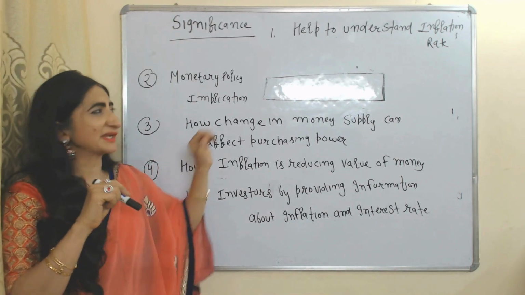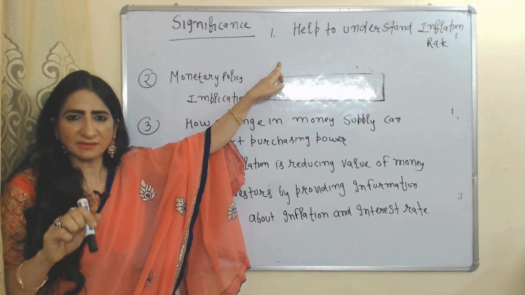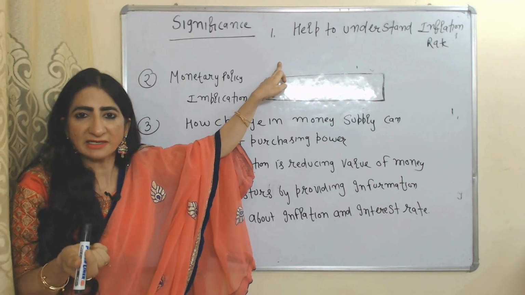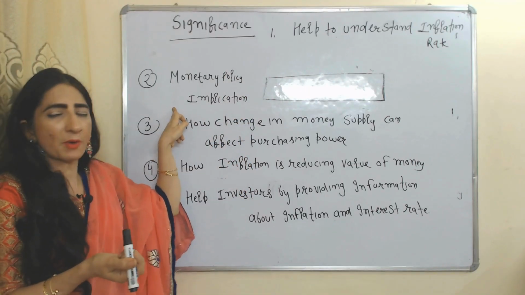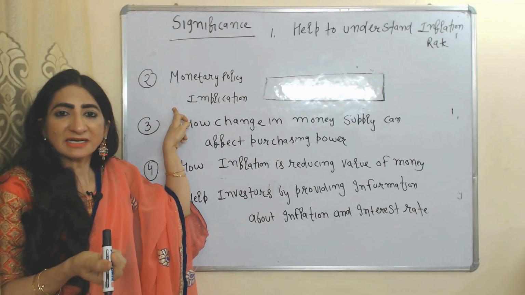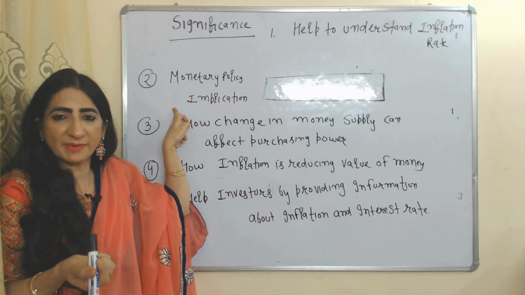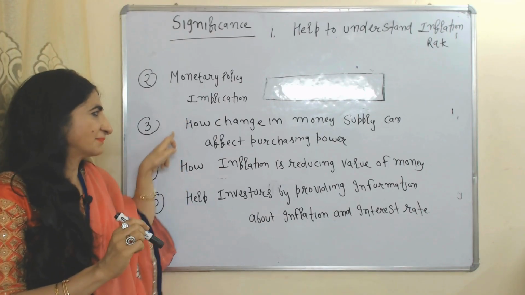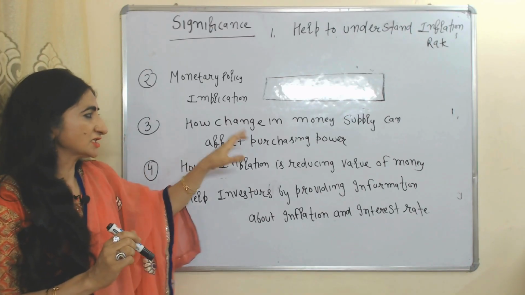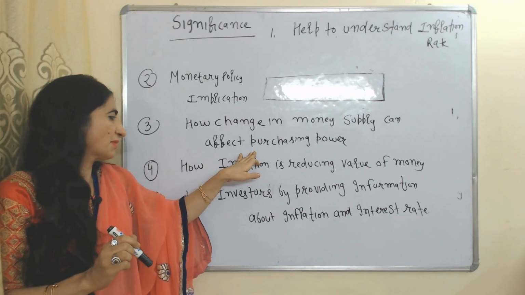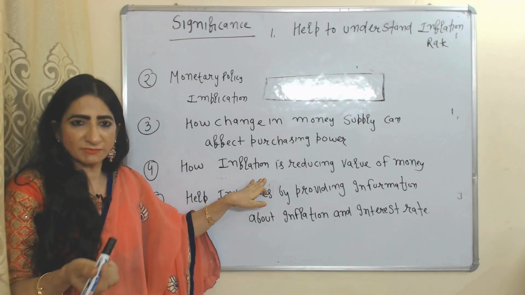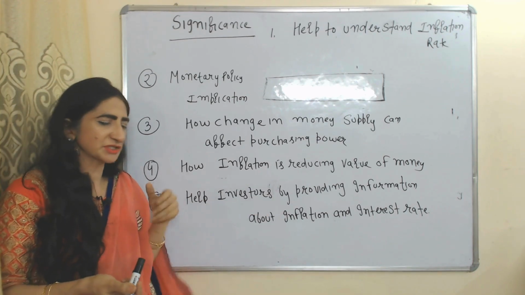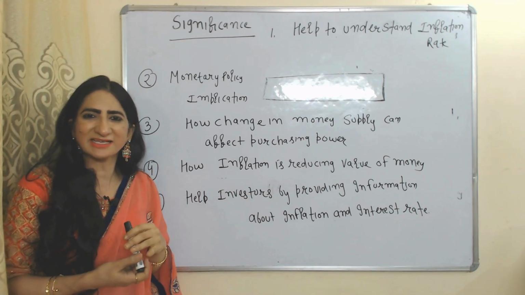Now let's see the significance. This theory helped to understand the inflation rate by explaining how an increase in money supply can lead to inflation. Monetary policy implication: this theory suggests the central bank can control the inflation rate by managing the money supply. This theory explains how a change in money supply can affect purchasing power, and how inflation is reducing the value of money. This theory helps investors by providing information about the inflation rate and interest rate.